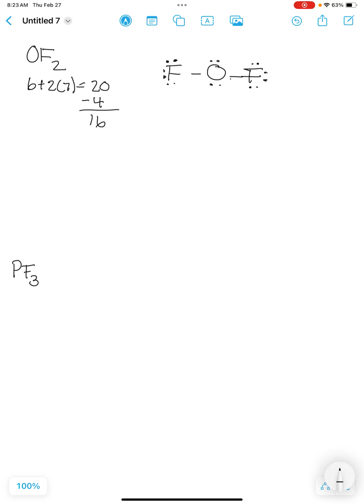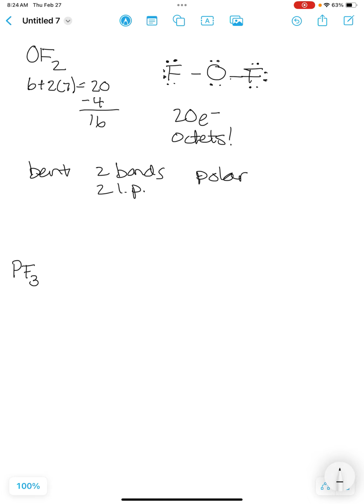So this structure has 16 electrons placed, and then I can check to make sure that each of my atoms has an octet. Fluorine has 2, 4, 6, 8. Oxygen has 2, 4, 6, 8. And fluorine has 2, 4, 6, 8. So this structure now has 20 valence electrons total, and everyone has an octet. So it's good. This molecule is bent because it has 2 bonds and 2 lone pairs. And it's going to be polar because there's lone pairs on the central atom.